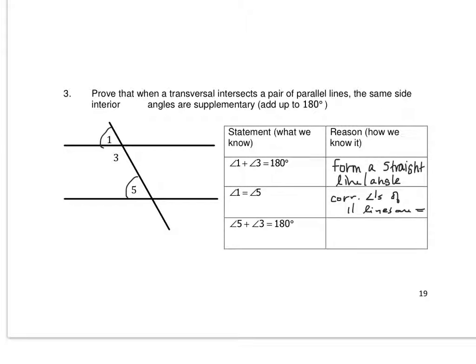So therefore, if 1 and 3 add up to 180, but 1 is the exact same thing as 5, we can basically replace that 1 with the 5, because we know 1 and 5 are equal. So that gives us the new statement that angle 5 plus 3 has to equal 180. And that's just using a substitution there. Substitution of angle 1 equals angle 5. Then we can replace the 1 with 5 and get a statement that 5 plus 3 is 180. So therefore, we can say that those same side interior angles, angle 5 and angle 3, add up to 180.